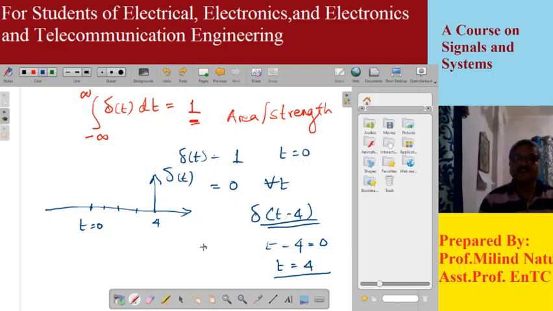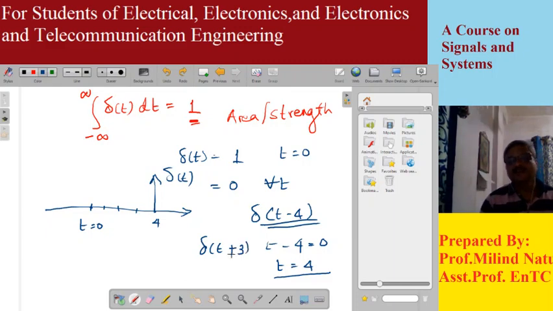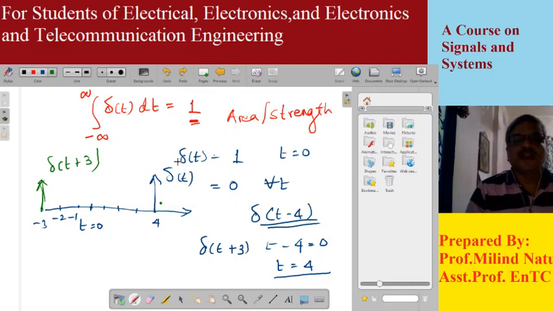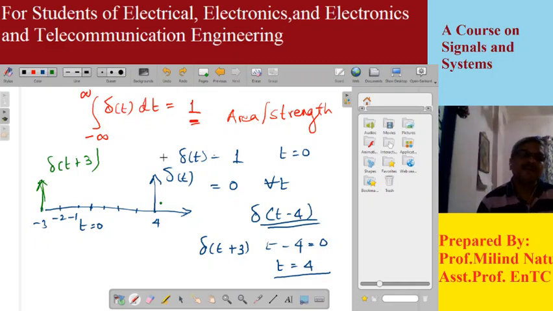On the same line, if delta of t plus 3 is the signal which I want to represent, then after t equal to 0 there will be minus 1, minus 2 and minus 3. So at minus 3 I will have this signal. This is my delta of t plus 3. I have to remember these points while solving the problems. And one more important point: the coefficient associated with this arrow indicates the area. So in both these cases the area is equal to 1.